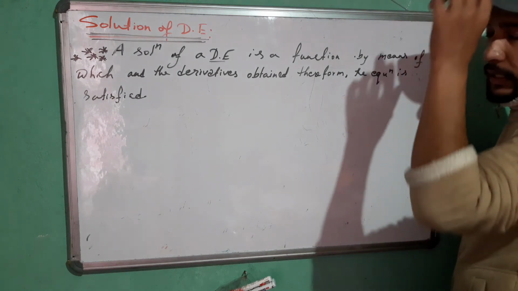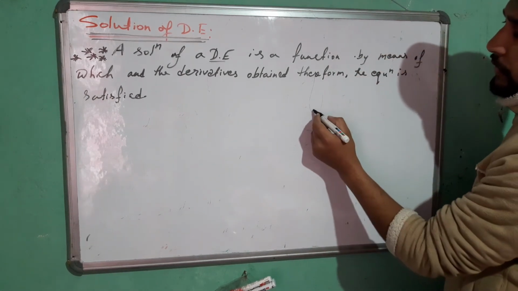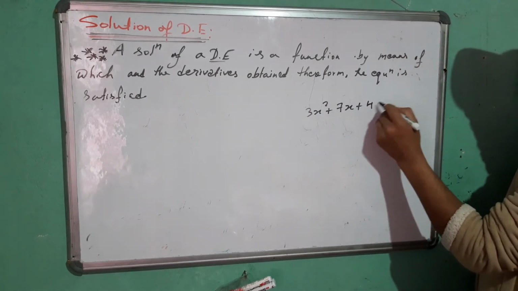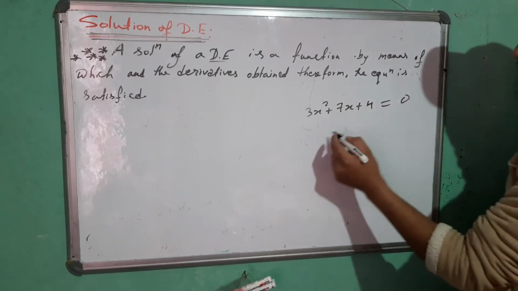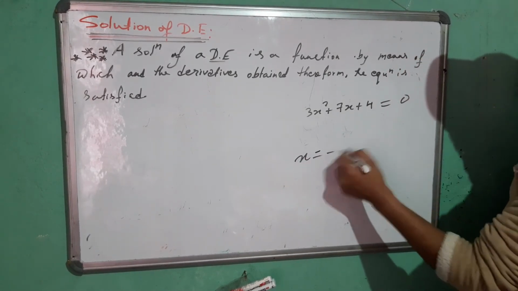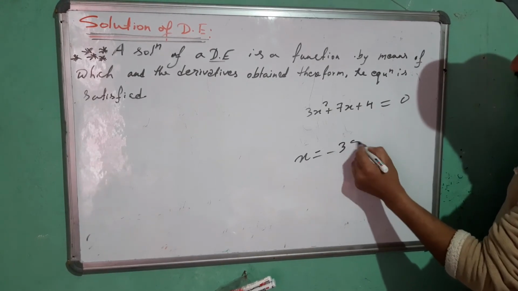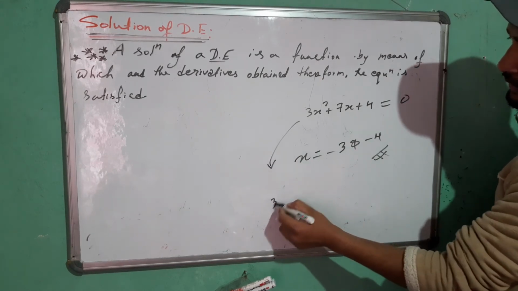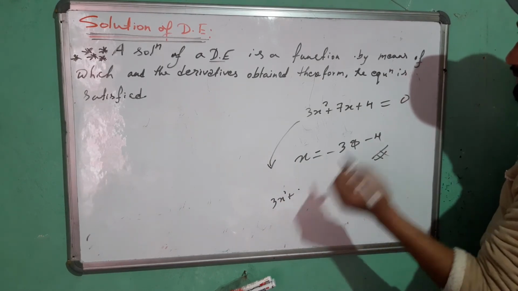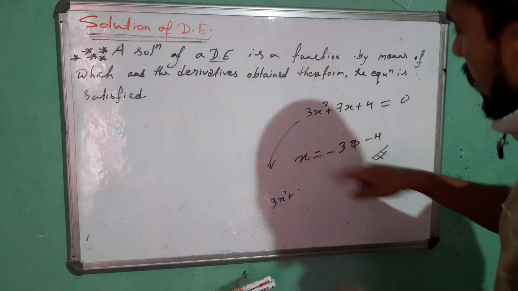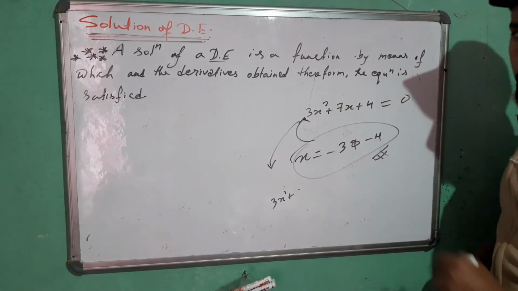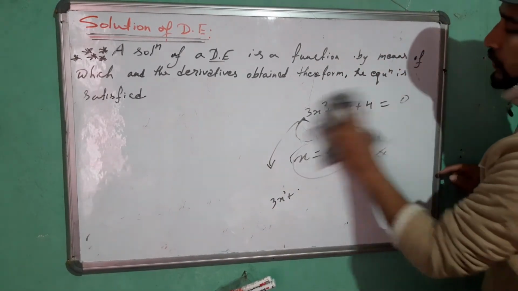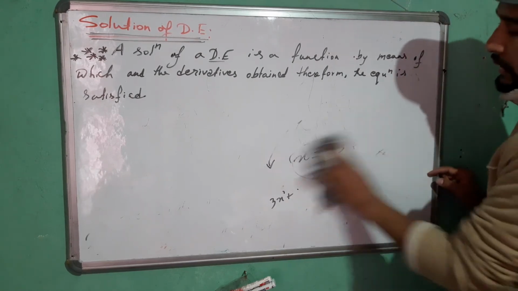You know, algebraic equations have their solution. For example, if you have 3x square plus 7x plus 4 equals 0, then x you will get as minus 3 and minus 4, something like this. Let me check. Yes, minus 3 and minus 4. So this is the solution to this algebraic equation. Similarly, a differential equation has its solution. Let's see what that solution is.